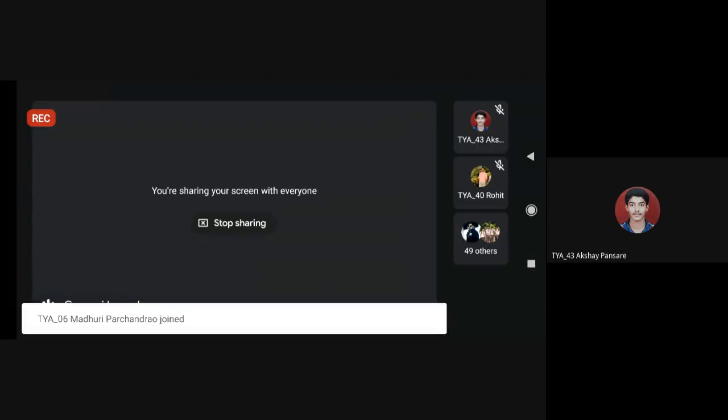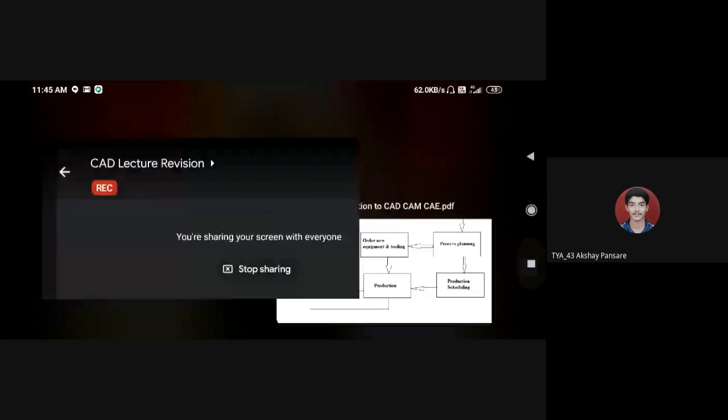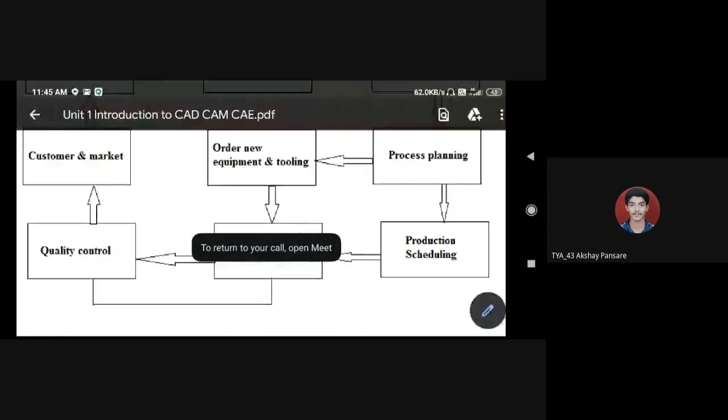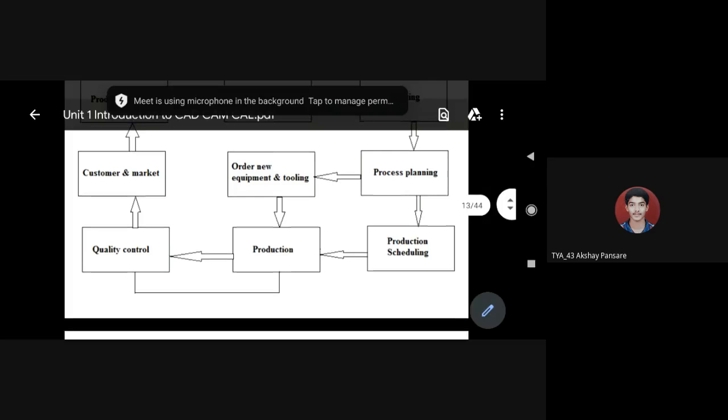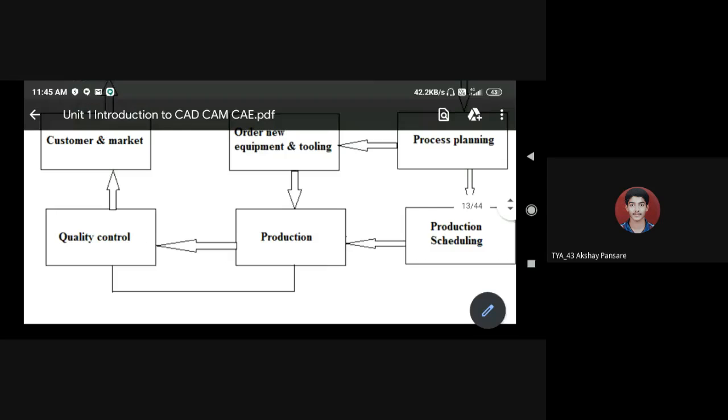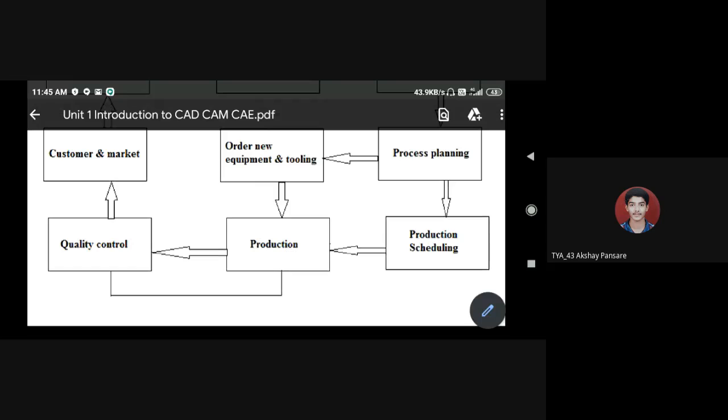And in general stores, a general store is nothing but production. There we can buy the product directly. Now this is the difference between product and service. After production, quality control is very important. Quality is very important.